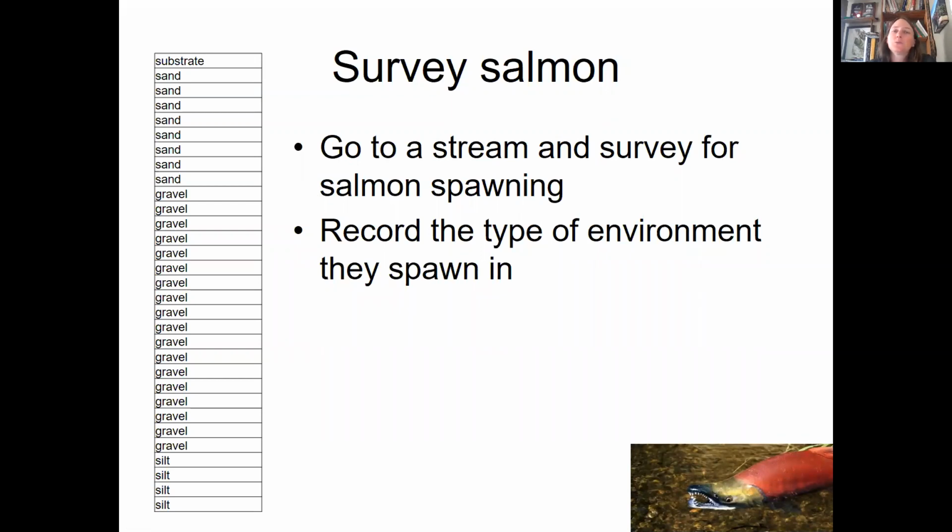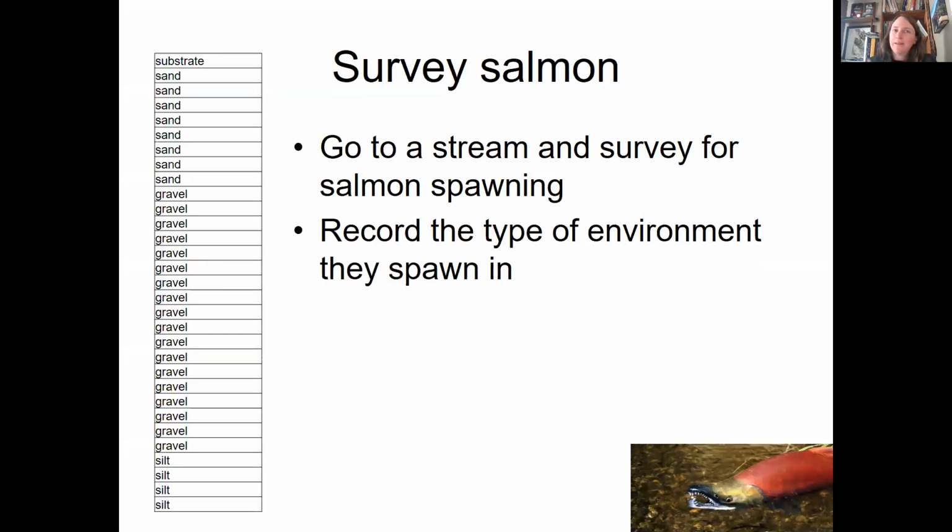spawning. And you record the type of environment that you find fish spawning in. And so you're just sitting there at the side of the stream and you're like, oh, there's a salmon spawning. Oh, it's in the sandy habitat. Oh, that one's in the gravel, right? So you record the type of environment that you see salmon spawning in. And you might end up with a list like you see on the left.